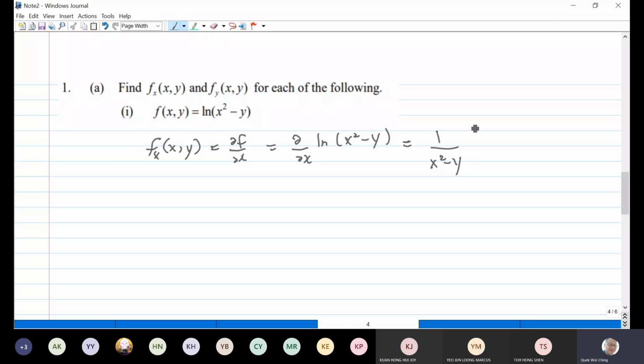But then you cannot stop here. You must differentiate the x squared minus y. This is called the usual differentiation chain rule. So now differentiate with respect to x, keep y constant. So this is actually x squared minus y, then 2x. Y is constant now, of course it's 0. So you get 2x over x squared minus y.